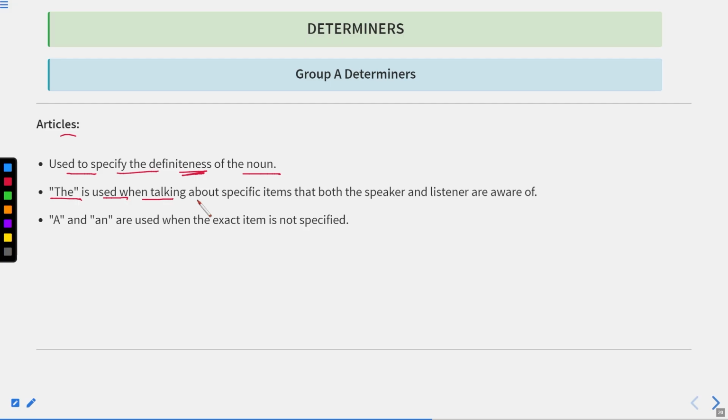Now, articles are used to specify the definiteness of the noun. The is used when talking about specific items that both the speaker and listener are aware of. A and an are used when the exact item is not specified. Now, if I say, I saw a bird, it means that can be any bird. Suppose I'm saying this sentence to my friend. That friend does not know which bird I'm talking about, so I'm talking about any bird.